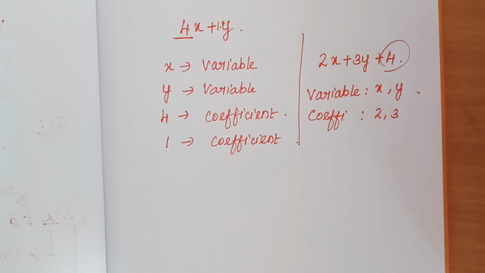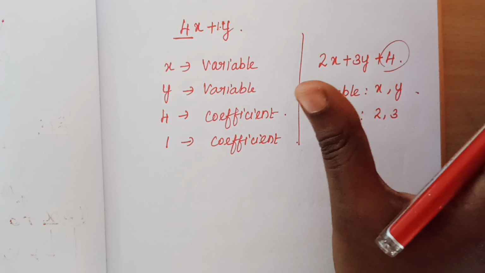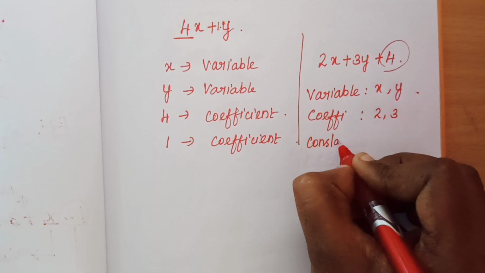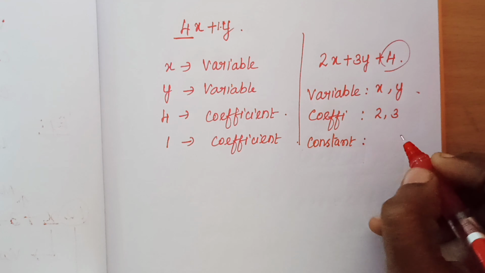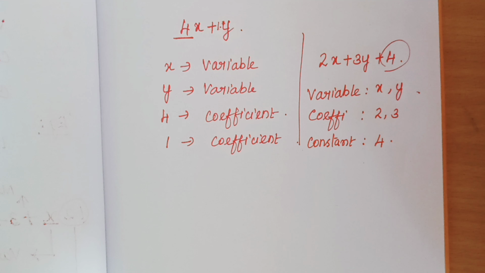Why do you call that term a constant? Tell me. Since it doesn't have any variable, it doesn't have any x terms or y terms or anything else, it is called a constant. So a constant term doesn't contain a variable. Clear? So these are called expressions. Expressions will have a constant, a variable, or both.